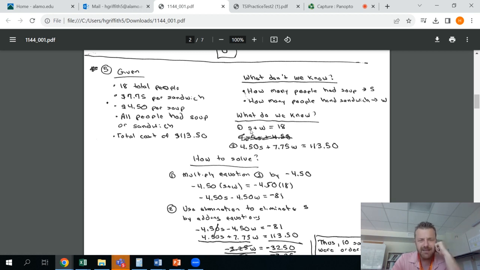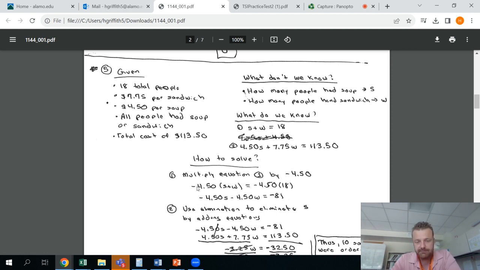Wouldn't it be nice if this number in front of S was minus 450? Then when we added the two equations, the S's would just go away. So that's what I'm going to do first. I'm going to multiply both sides of equation 1 by minus 450. And don't forget, you're multiplying the entire left side of the equation and the entire right side of the equation.